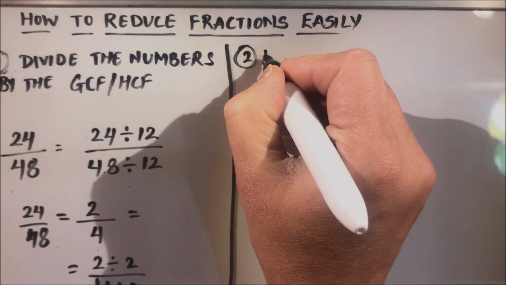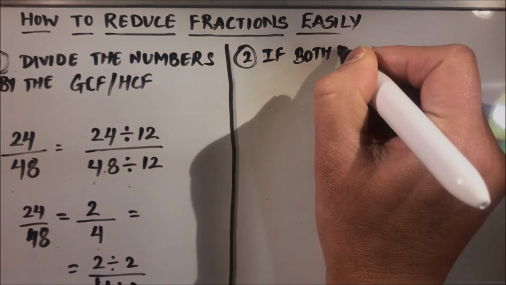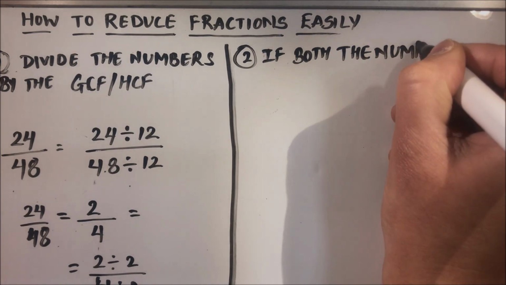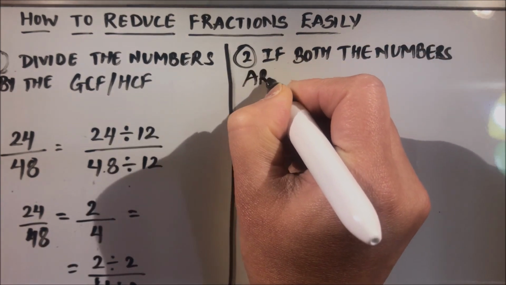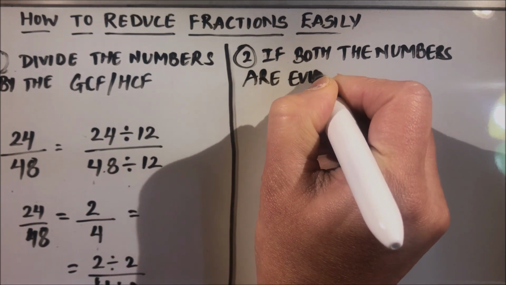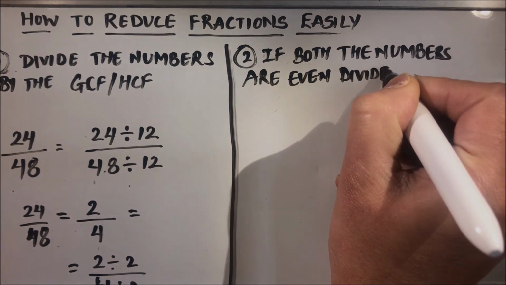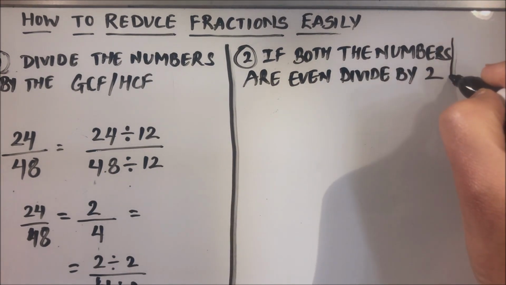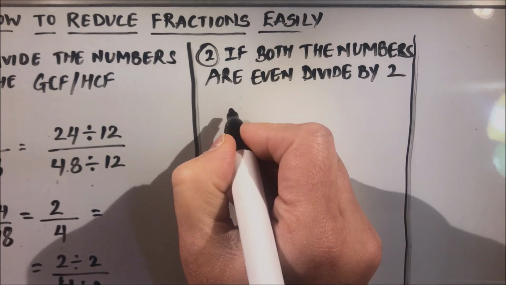The second one is, if both the numbers are even, divide by 2. Okay, so this is the other strategy you can use. Let's clarify this with an example.